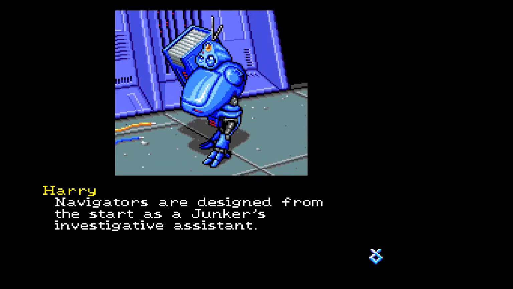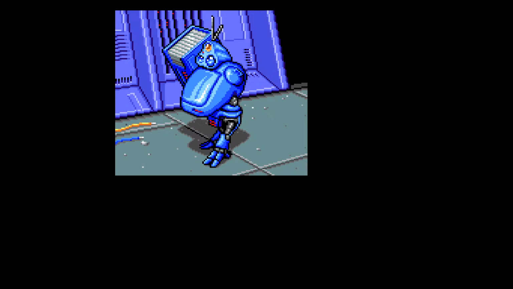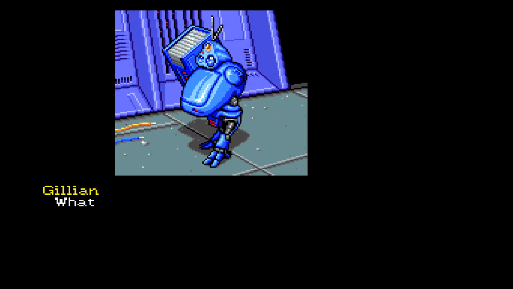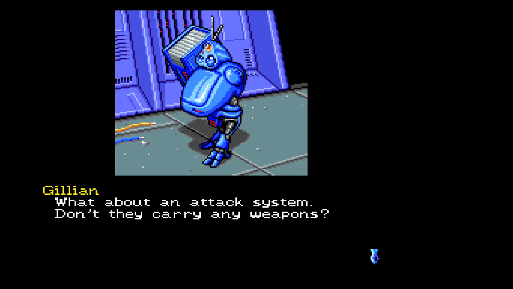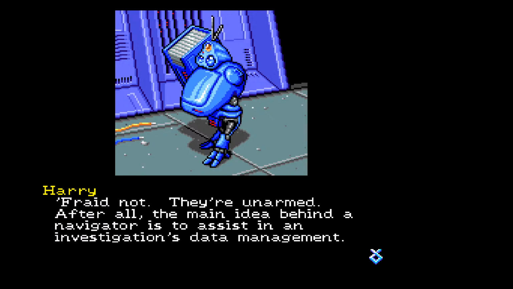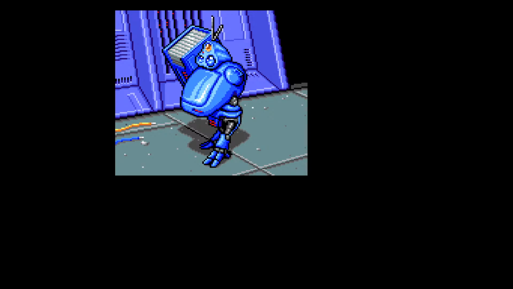Navigators are designed from the start as a Junker's investigative assistant. On-site detection, analysis, recording, communications, you name it. They're packed with features. And Metal Gear here is the latest model. What about an attack system? Don't they carry any weapons? Afraid not. They're unarmed. After all, the main idea behind a navigator is to assist an investigator's data management.